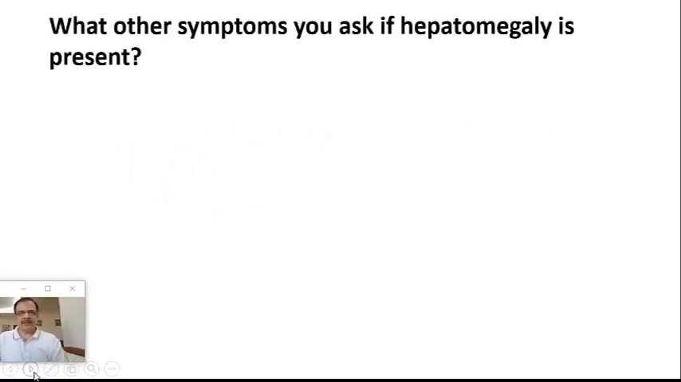What other symptoms? You will ask if hepatomegaly is present, so that we complete our history of the hepatomegaly patient. First we will ask about jaundice, history of jaundice, and that will suggest that it is viral hepatitis or alcoholic hepatitis.